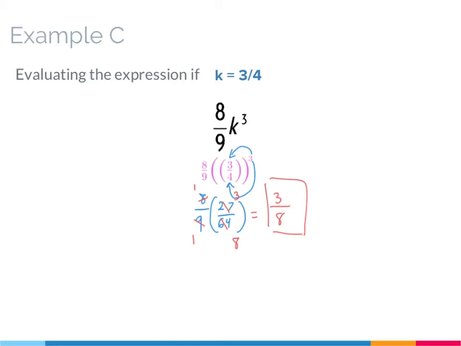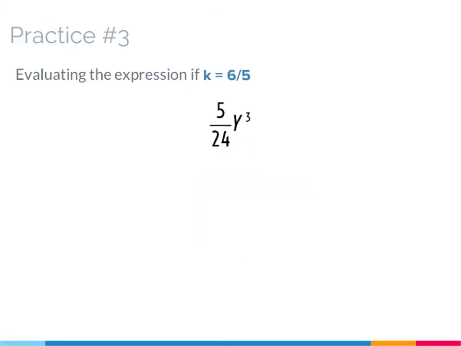Let's try a practice problem with this on your own. So here we are at practice problem number 3, evaluating an expression if k is equal to 6/5. So I want you to try this one on your own. You're going to pause the video now, do the best you can with it. Remember, you're going to be plugging in a fraction and raising to a power. We're going to raise both the top and the bottom to that power. So do the problem to the best of your ability, then press play again to see if you are right.